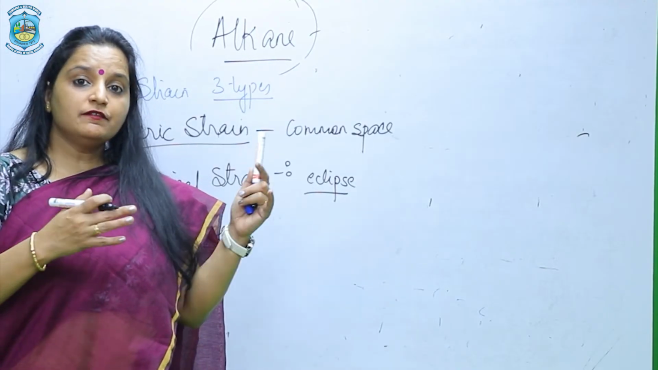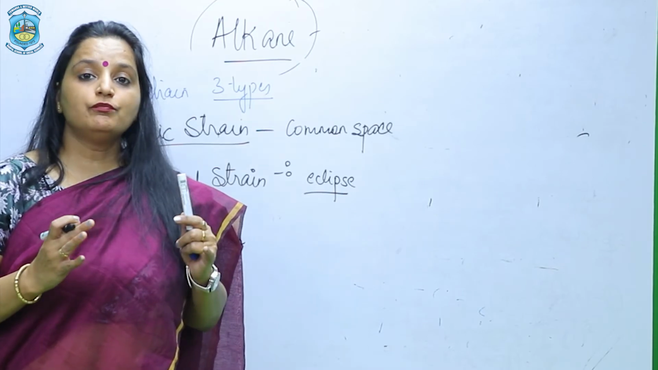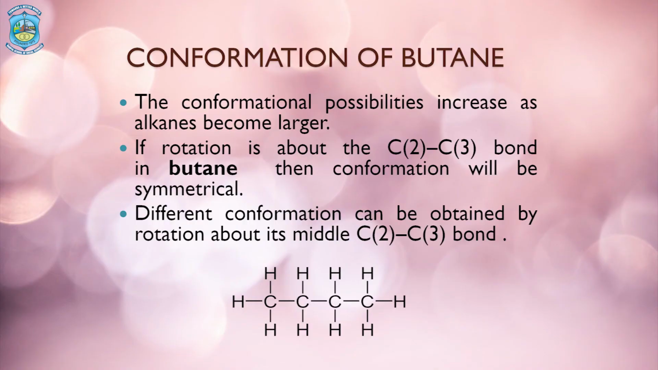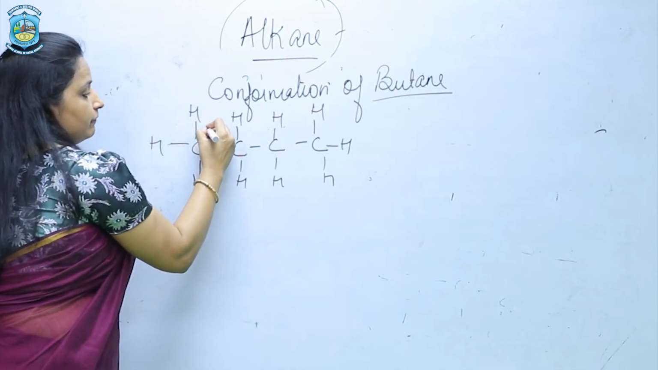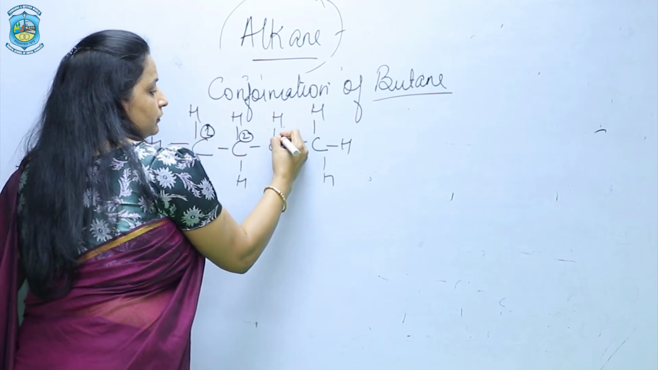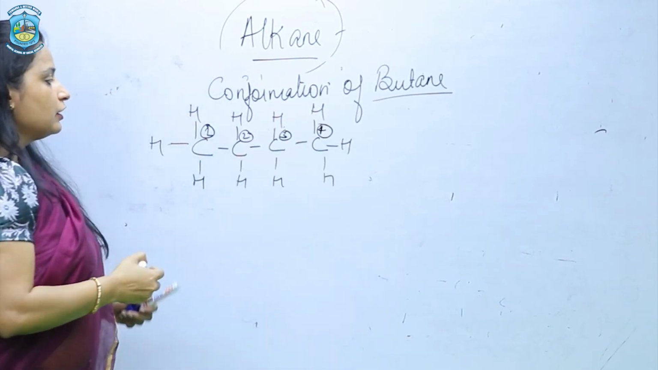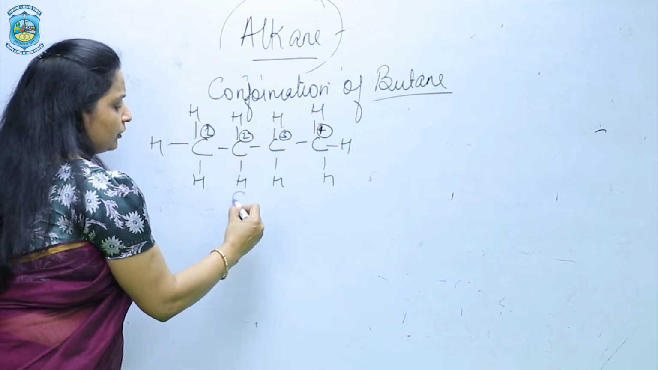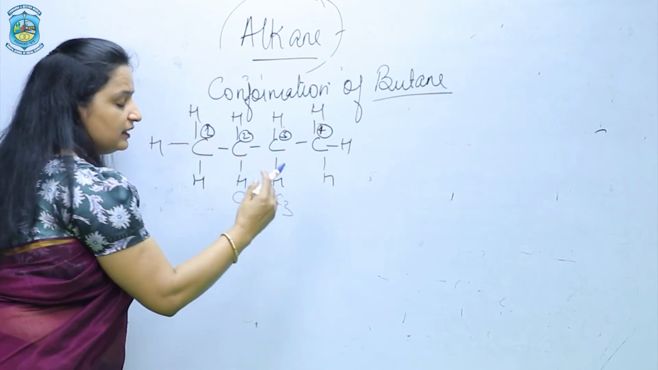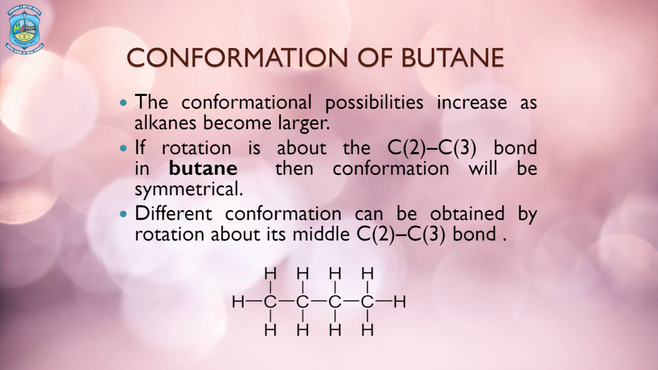Now, we are going to observe these strains in the conformations of butane. Butane has 4 carbons, which means the carbons are bonded to each other in a chain. If I number them 1, 2, 3 and 4, we can observe that if we rotate around C2 and C3, then we will get a symmetrical conformation. So, we will start by rotating C2 and C3 and we will get different conformations.